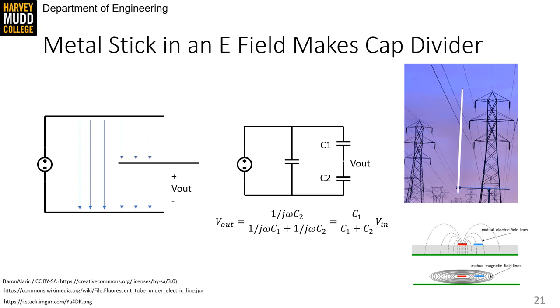We can see an example of how that affects us in PCBs in the second picture I've included, where an aggressor trace on a PCB drops some electric field onto a neighboring wire.